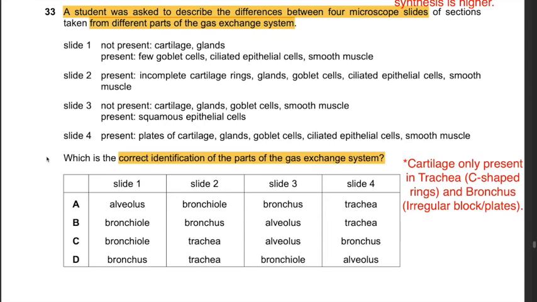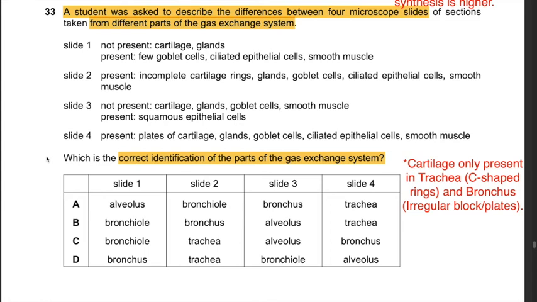A key thing we should remember over here is that cartilage is only present in two structures, that is in the trachea in the form of C-shaped rings and in the bronchus in the form of irregular blocks or plates. Now, A is incorrect, as slide 2 mentions cartilage being present, whereas the answer given is bronchiole, which doesn't have any cartilage. Therefore, we can rule out A.